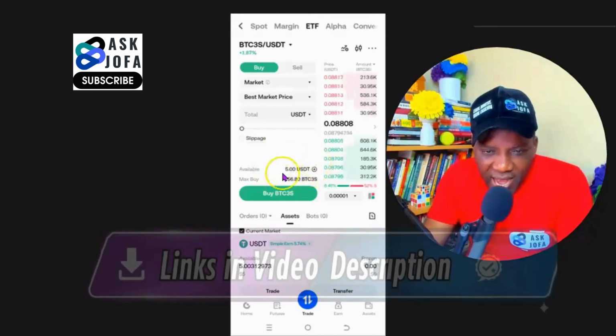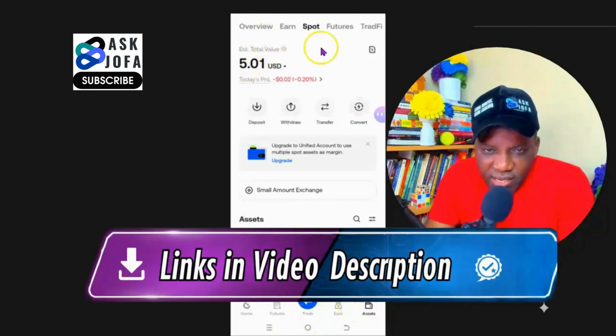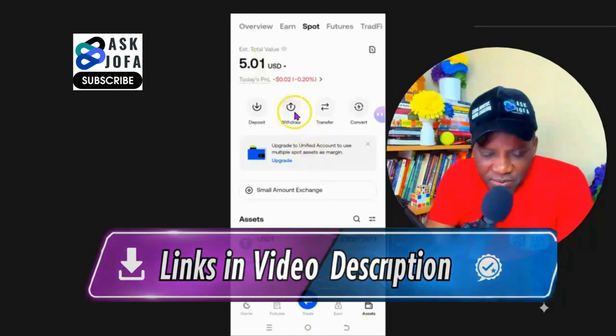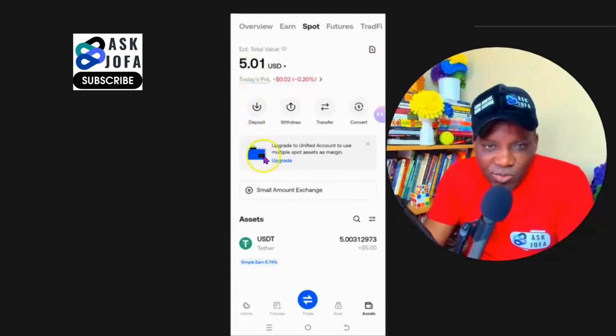To move this money out of this platform, you just come to your asset. You can see this is the money here. You tap withdraw. You can now withdraw the money to any exchange of your choice or to any crypto wallet of your choice. So that is how to do leverage trading using crypto on Gate Exchange. You can now do leverage trading using crypto. You can also apply this to any exchange platform of your choice.